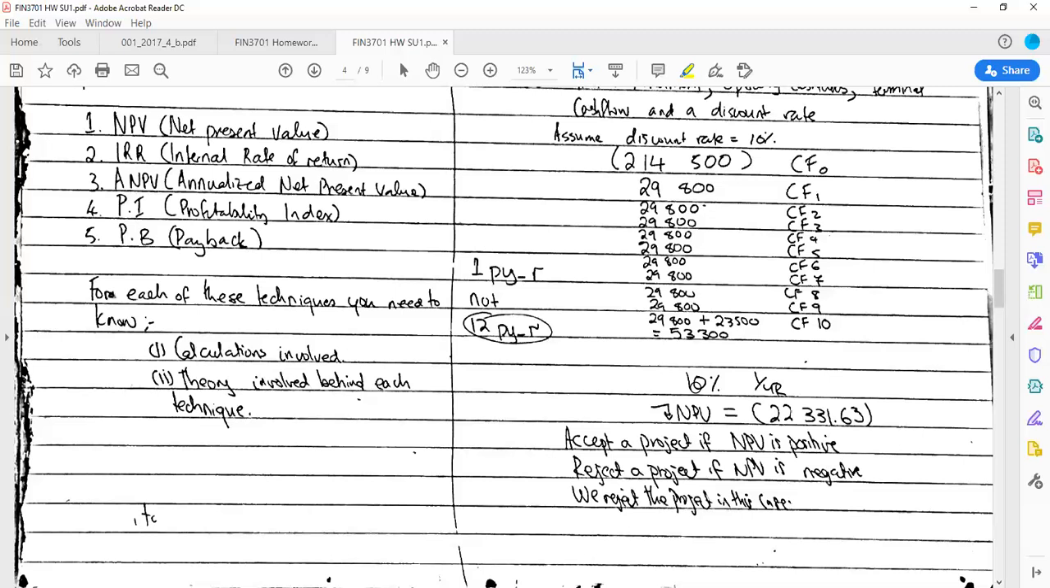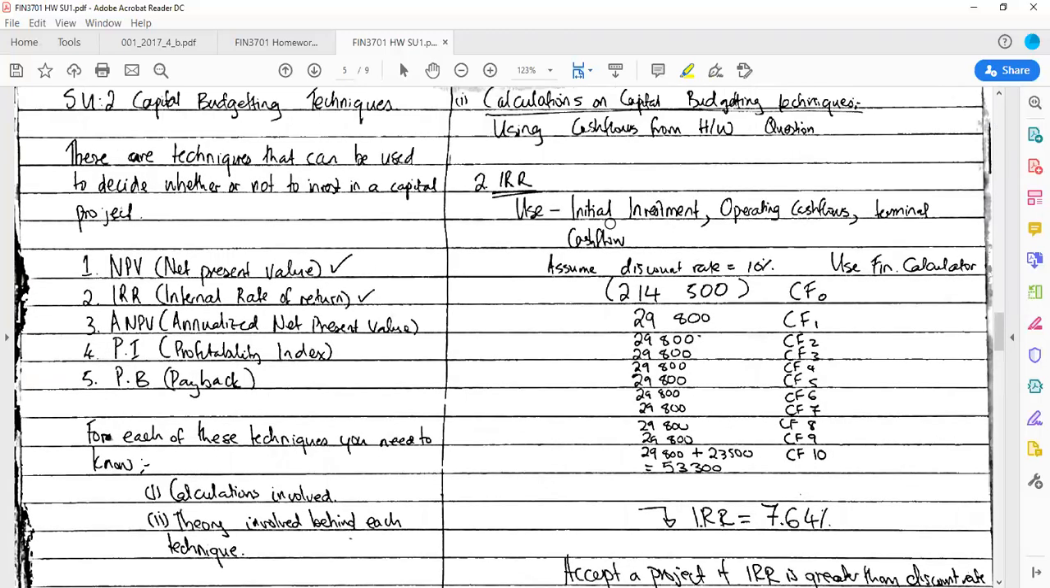Then the next capital budgeting technique you need to know about is the internal rate of return. To calculate the internal rate of return, you need the initial investment, the operating cash flows, and the terminal cash flow. Here you don't need a discount rate. You just need a discount rate when making the decision, but you don't input it into your financial calculator. To calculate the internal rate of return, we do exactly the same as the approach I told you with regards to the NPV.